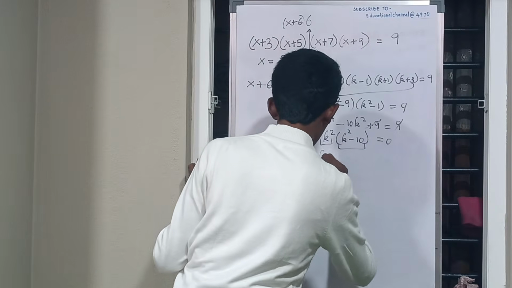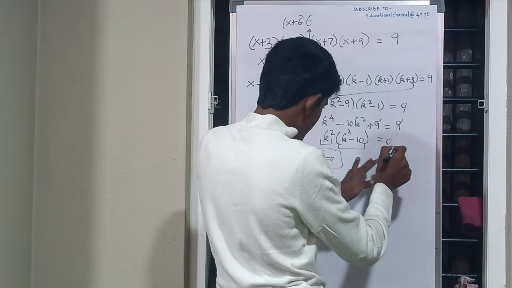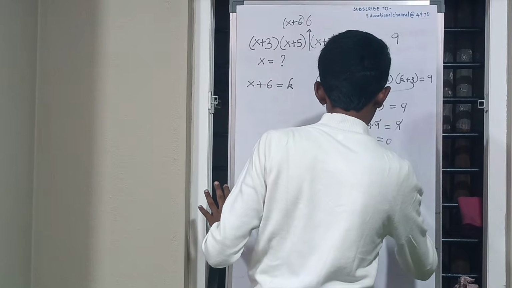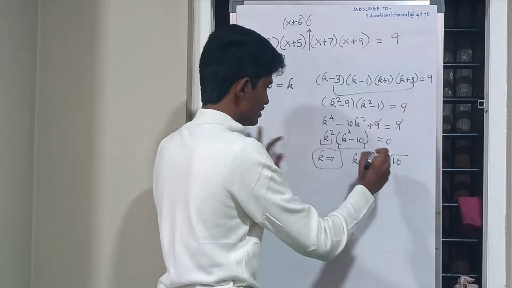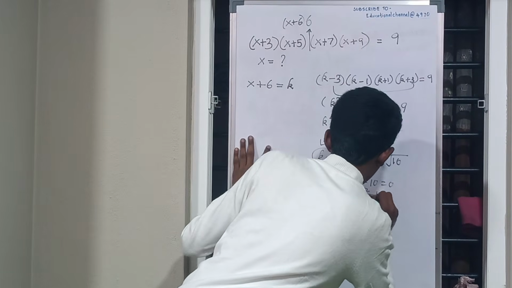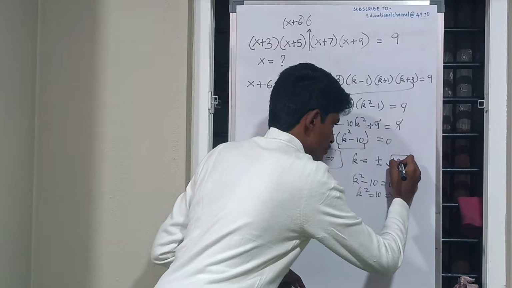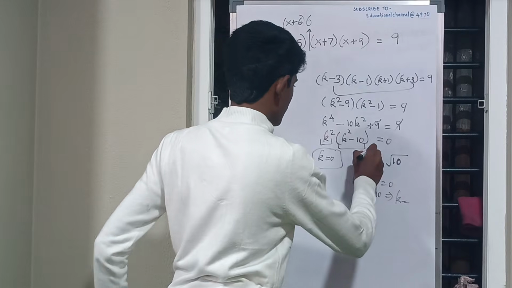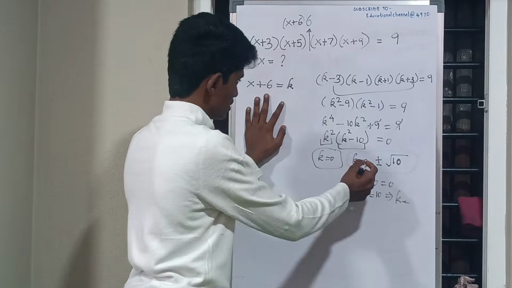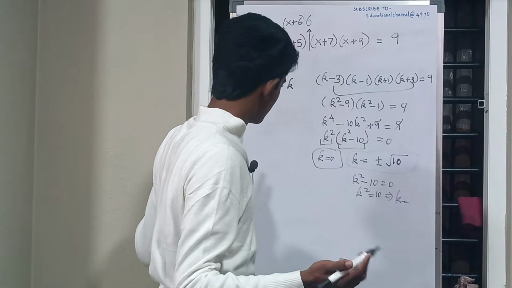Alright. If k square is 0, k is 0. This is one result. If k square is 10, k equals plus minus root 10. I have taken square root on both sides. If k square minus 10 equals 0, k square equals 10, which means k equals plus minus root 10. So I have another solution. Here, I have to substitute the value of k in order to find x. That's all. Very simple, right?